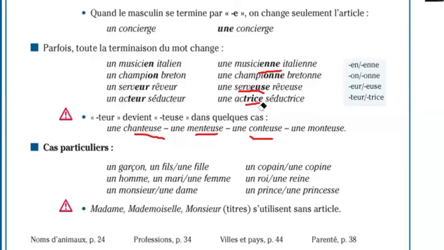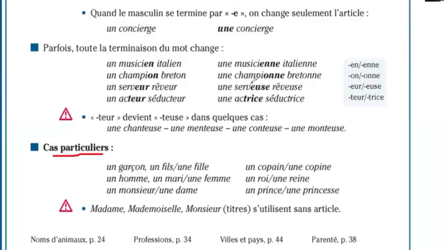Now, beyond these rules, which are number one, add an E to the masculine word; leave it the same and just change the article if it ends in an E; double the consonant for nouns that end in en or on; for ones that end in eur, you make it euse; and for teur, it becomes trice. Apart from the exceptions we have looked at so far, you are going to find that a lot of nouns in French don't require you to change the masculine to the feminine because you already have a feminine version. We call them in French cas particulier.